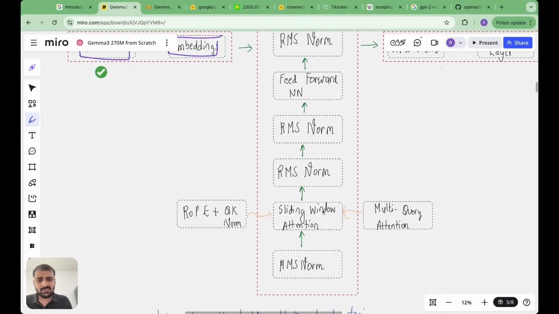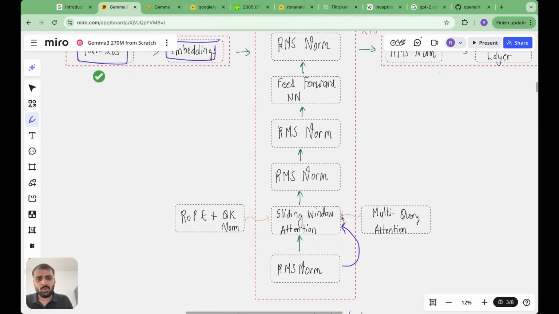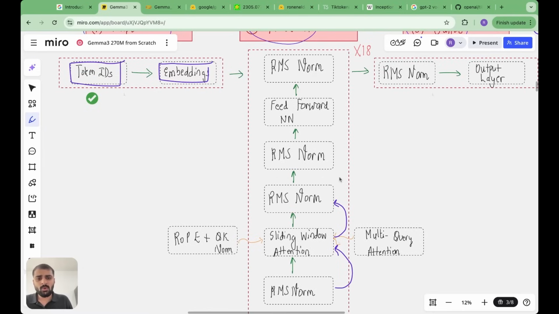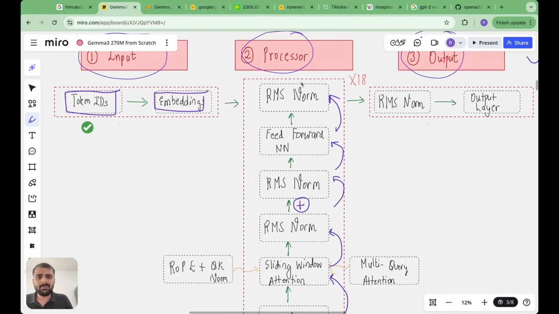So they start from this RMS norm module, they go to the sliding window module, go to another RMS norm, then one more RMS norm, then feed forward neural network, and then another RMS norm. There is a skip connection here, and there is a skip connection over here.